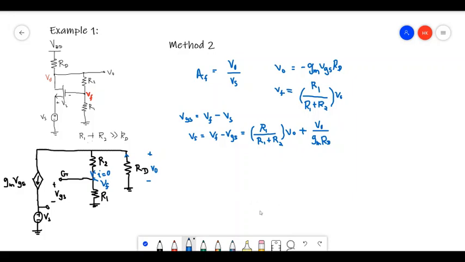So if I take a common denominator and get the answer, this Vs is equal to V out times R1 over R1 plus R2 times GmRD, plus 1, divided by GmRD.